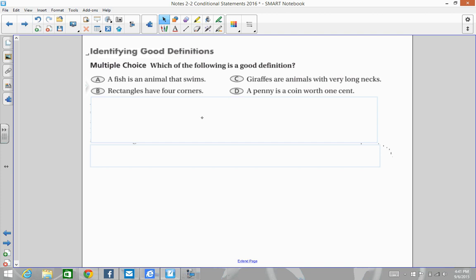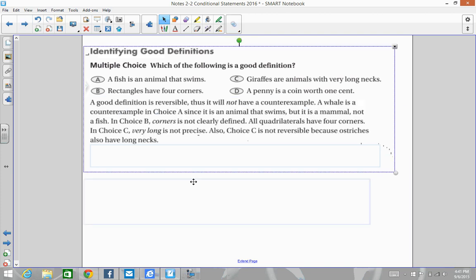Okay, so now it's time to look at these answers. A good definition is reversible, thus it will not have a counterexample. A whale is a counterexample for choice A, a fish is an animal that swims. A whale is not a fish and it still swims, so that's not good. So that one's out. Giraffes are animals with very long necks. Well, that's part C. Very long is not a very specific term, and your idea of long and my idea of long might be two different things. So we don't want words like that. That gets that one out.